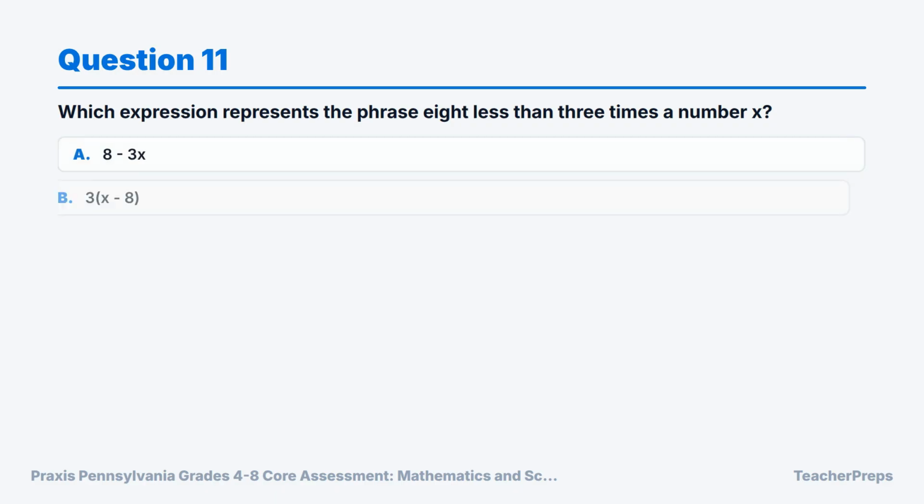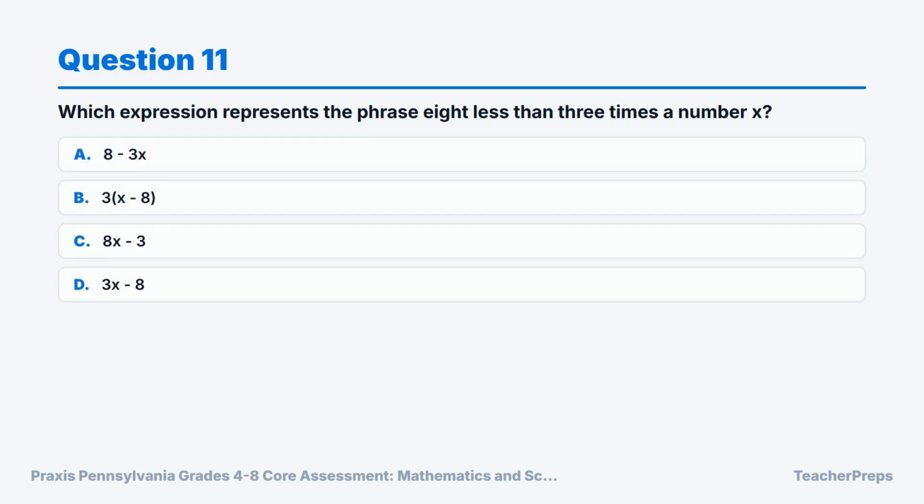Question 11. Which expression represents the phrase 8 less than 3 times a number x? Pause the video and select the best answer.